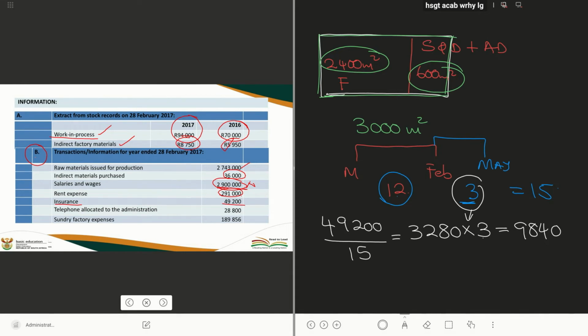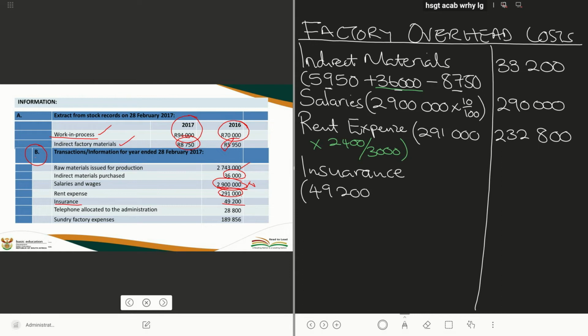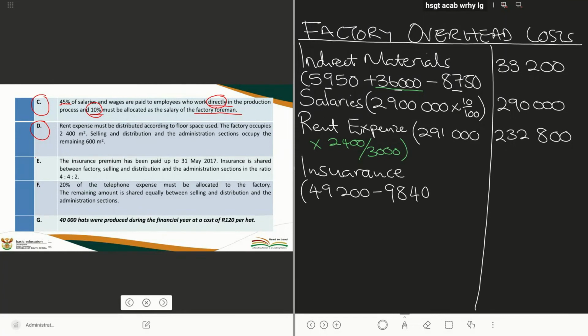So it means when we come here, we're saying insurance here, it's too much. There is an amount which has been paid for the next financial period. We must subtract it. How much do we subtract? 9,840. Okay. Now, let's see what they say. They then say, when you have subtracted that amount, this amount now needs to be shared between the factory, the selling and distribution, and the admin.